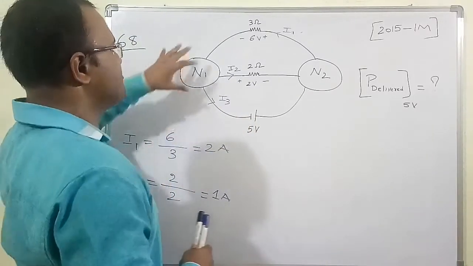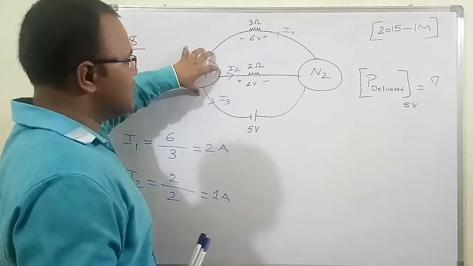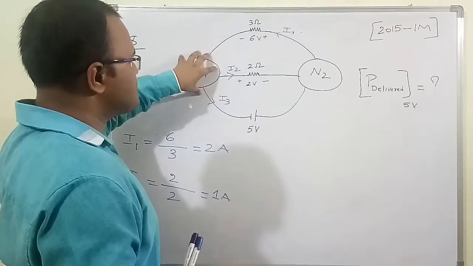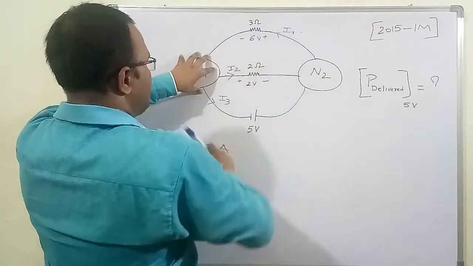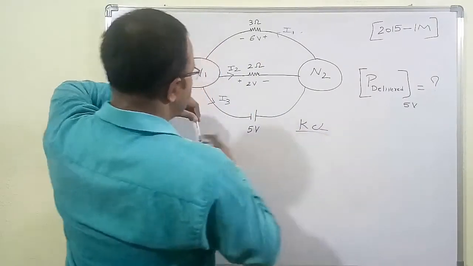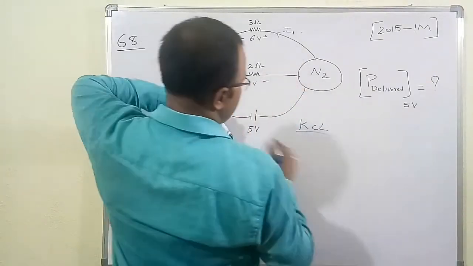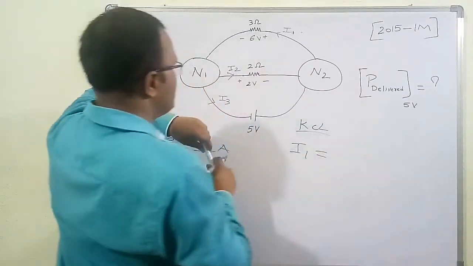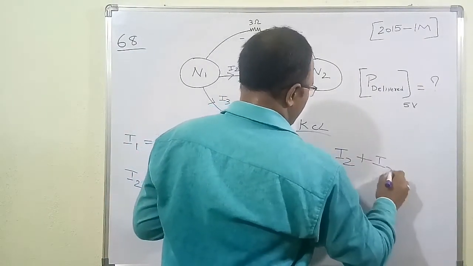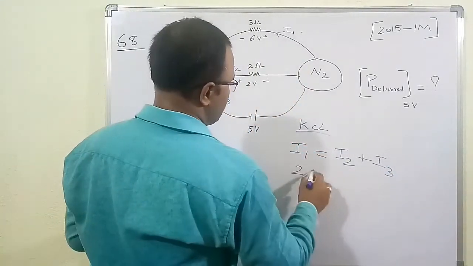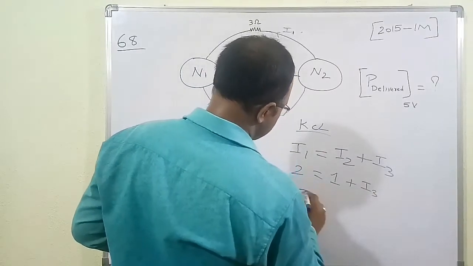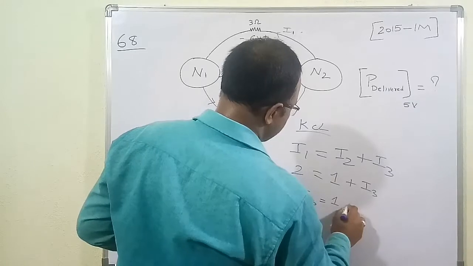By KCL, the sum of incoming currents at a node is equal to the sum of outgoing currents. So at this particular node, the incoming current is I1 and the outgoing currents are I2 and I3. Therefore, by KCL, I1 equals I2 plus I3. But we already know I1 is equal to 2 ampere and I2 is equal to 1 ampere. So the value of I3 is 2 minus 1, which is equal to 1 ampere.